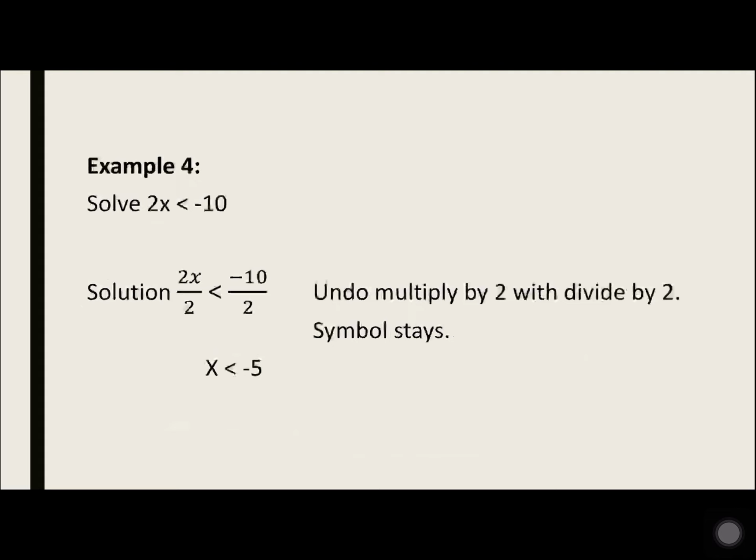2x is less than negative 10. Undo multiply by 2 with divide by 2. Negative 10 divided by 2 is negative 5. The symbol stays. We divided by a positive on both sides.